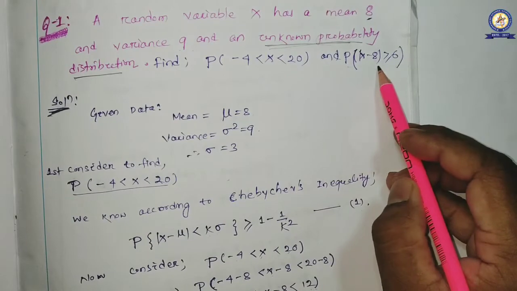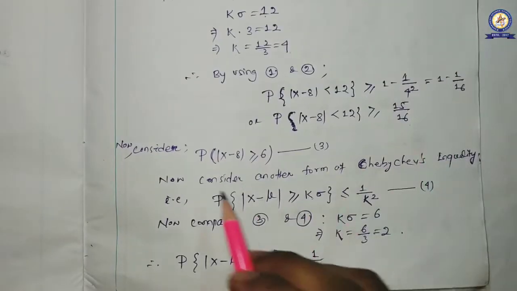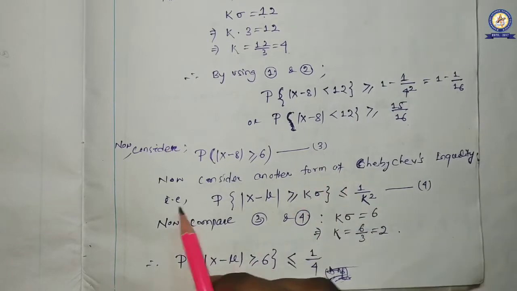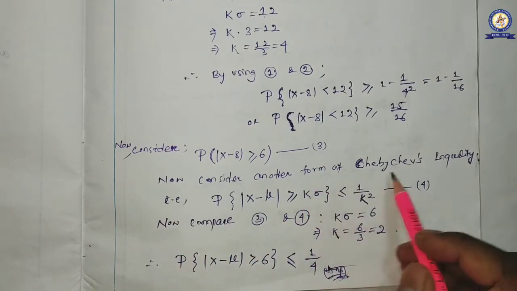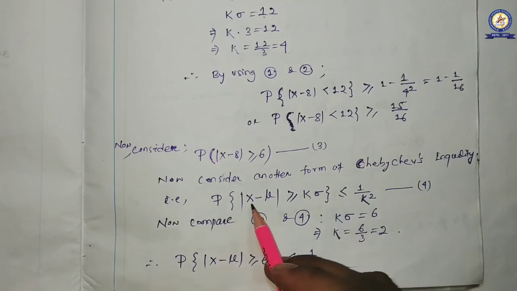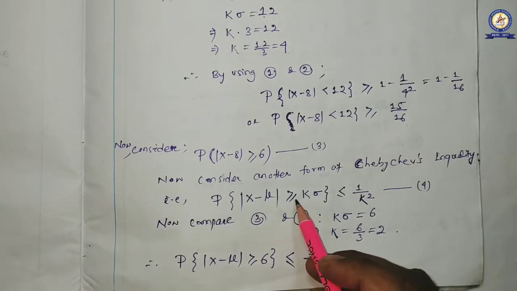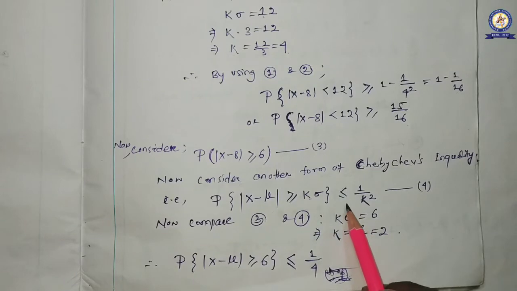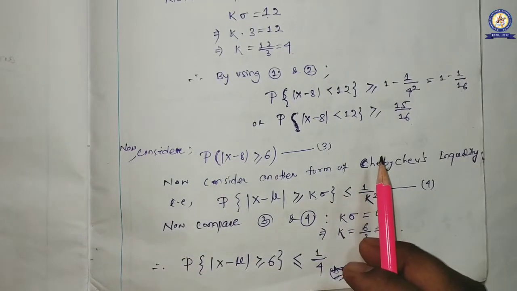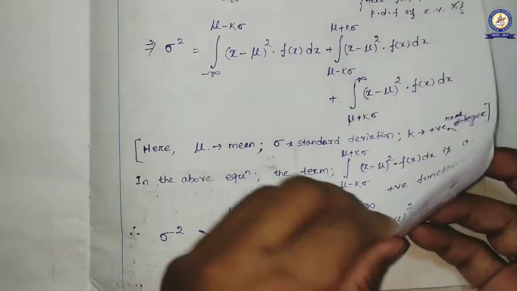greater than or equal to 6. Now consider this one and let this be equation number 3. Consider another form of Chebyshev's inequality, that is the probability of |X minus mu| greater than or equal to k sigma, which will be less than or equal to 1 by k square. That we know, we proved it in our last class.